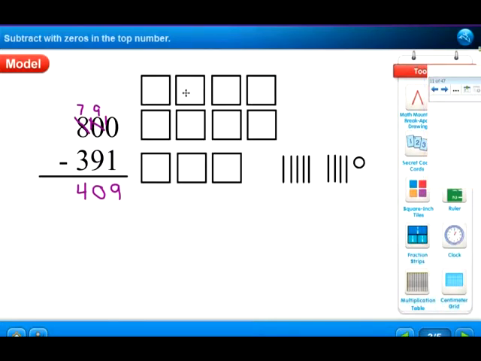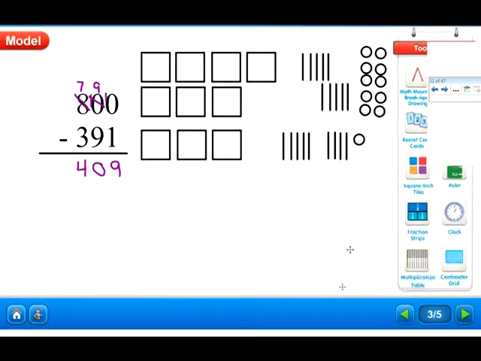If you notice, it's correct with 1, 2, 3, 4, 5, 6, 7, 8 hundreds minus 3 hundreds. And 1, 2, 3, 4, 5, 6, 7, 8, 9 tens and 1. Let's regroup this. Okay, I've made some 10 ones, so I need to get rid of 1 ten. Now I have 1, 2, 3, 4, 5, 6, 7, 8, 9, and 10.